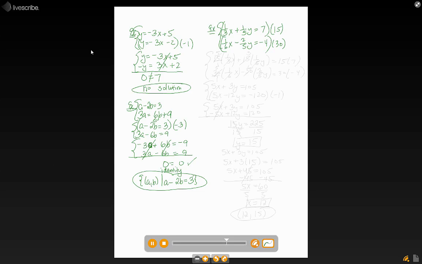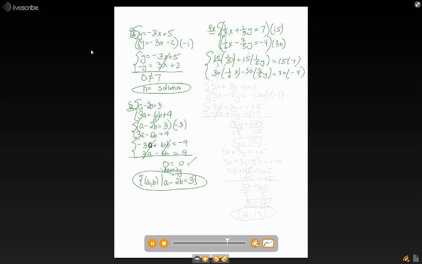Okay, so 15 times 1/3 x plus 15 times 1/5 y equals 15 times 7 for the first one. And 30 times 1/6 x minus 30 times 2/5 y equals 30 times a negative 4. Okay? Everybody okay with this? I don't like to do those in my head, so I like to write it out.